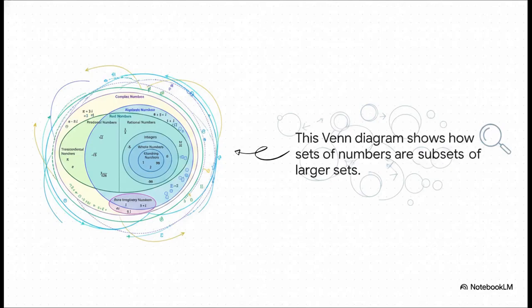And this visual is just perfect for understanding this. That big outer shape, that's our universal set. In this case, all complex numbers. But look inside. We can see how the set of counting numbers fits completely inside the set of whole numbers, which fits inside the integers, and so on. This is a beautiful illustration of a subset. Each smaller circle is a subset of the one it's inside.